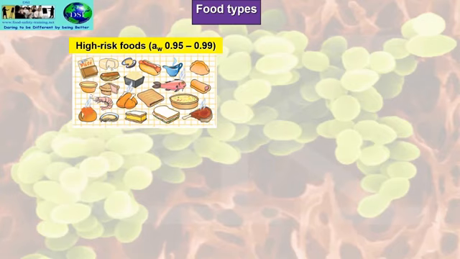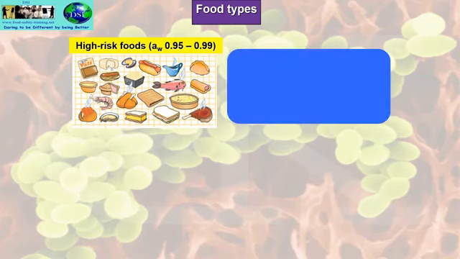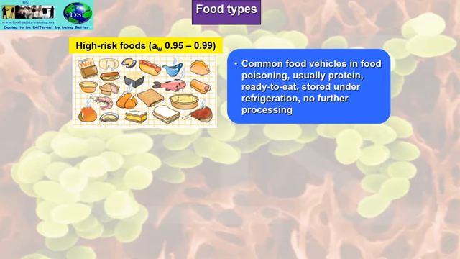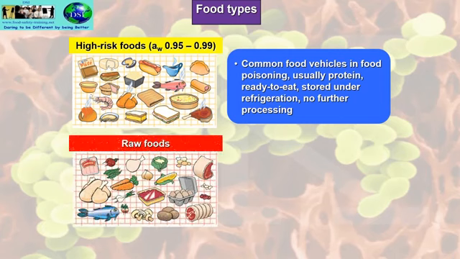So pork pies, quiches, sandwiches, the ham sandwich perhaps, we've got a sausage roll. Again, all these items usually are cold. They're common food vehicles in food poisoning. Usually protein ready to eat, stored under refrigeration, and there's no further processing or reheating required.